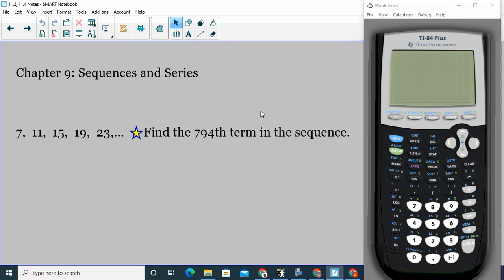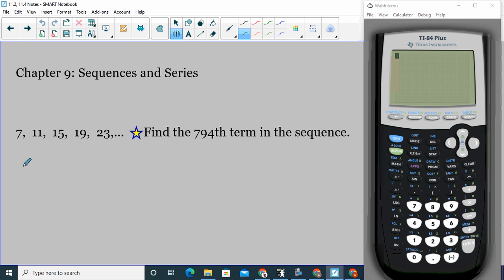The question we want to answer is, what is the 794th term of this sequence? So 7, 11, 15, 19, 23. If this pattern continues, which term would be the 794th term?